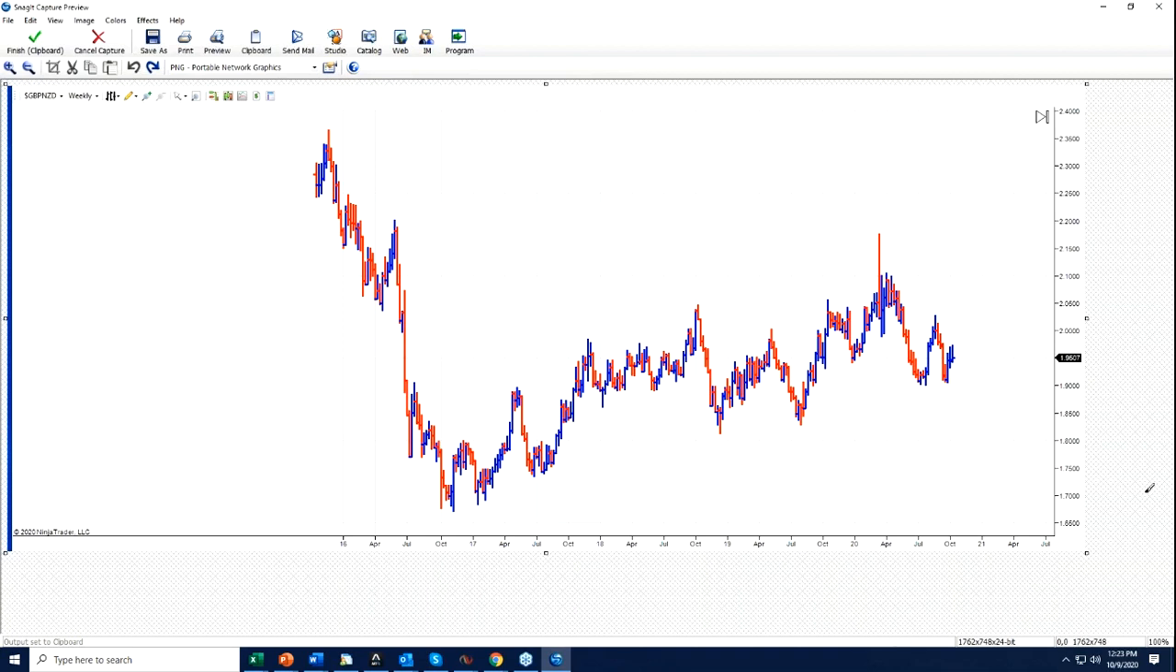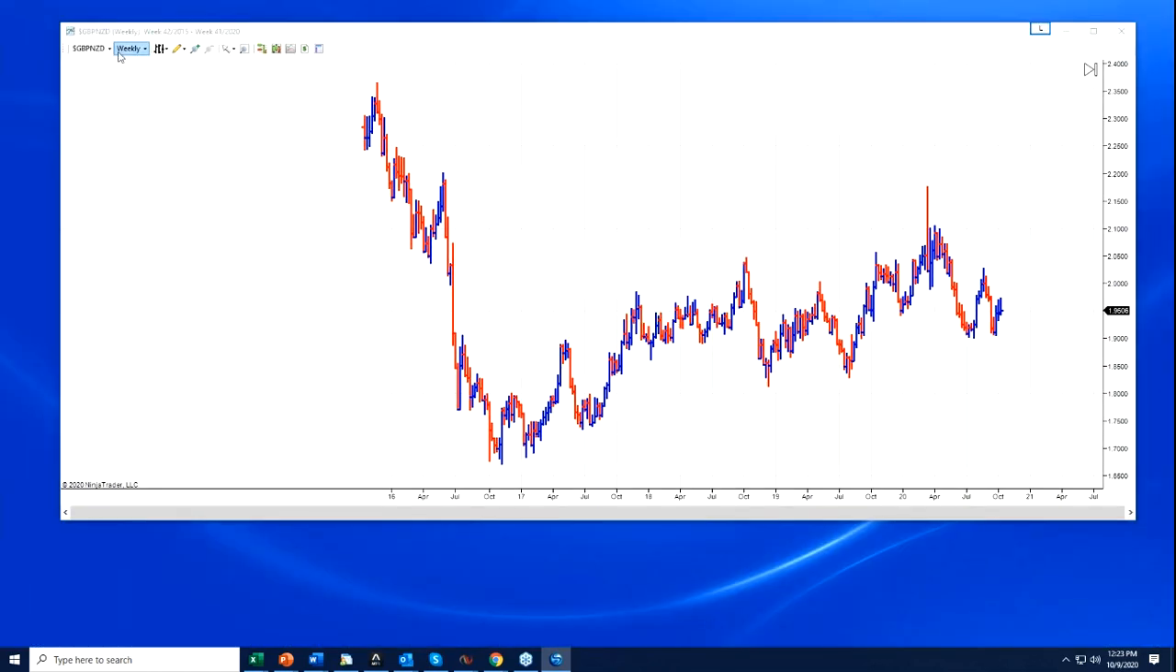Duncan says New Zealand dollar Canadian, New Zealand dollar Swiss looking bearish. What do you think? I'm not so sure.